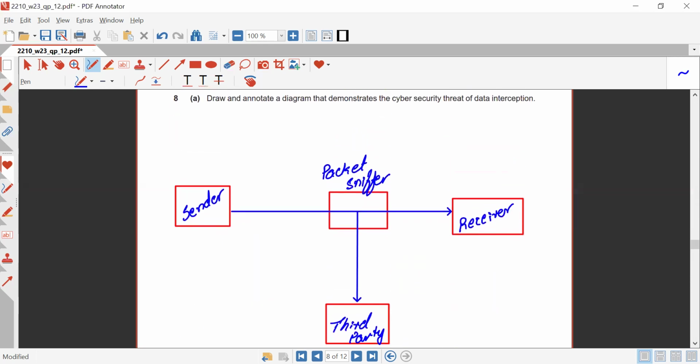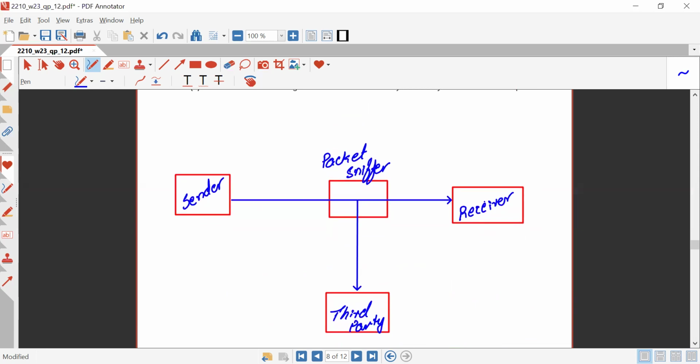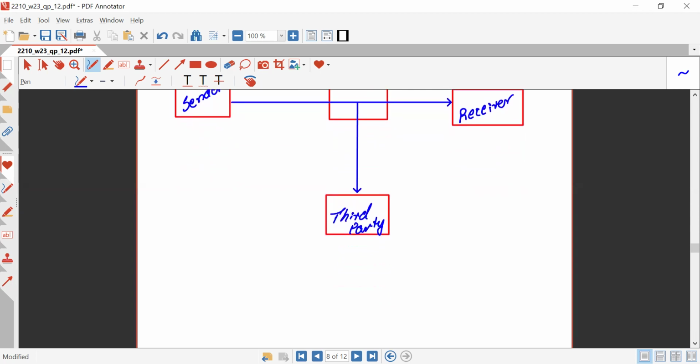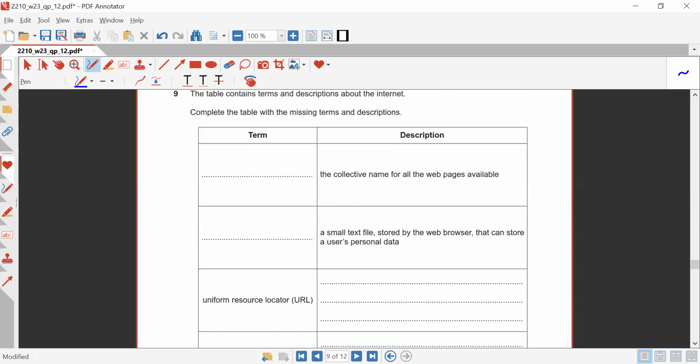Okay, for this one, there was a request to show this again. Sender was sending the data to the receiver. That's a packet sniffer actually, that is checking whether data is properly going over there or not. That third party is the thing. You might say that it's a hacker that is actually stealing your data or corrupting your data. Mostly there is a case of stealing the data.